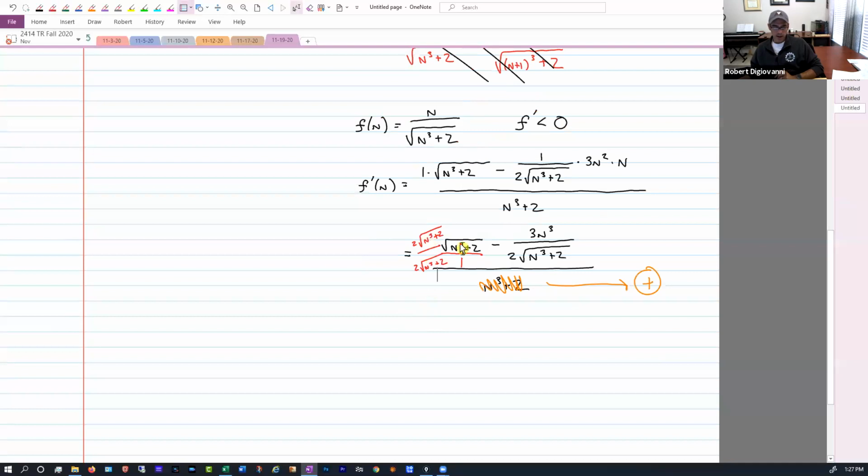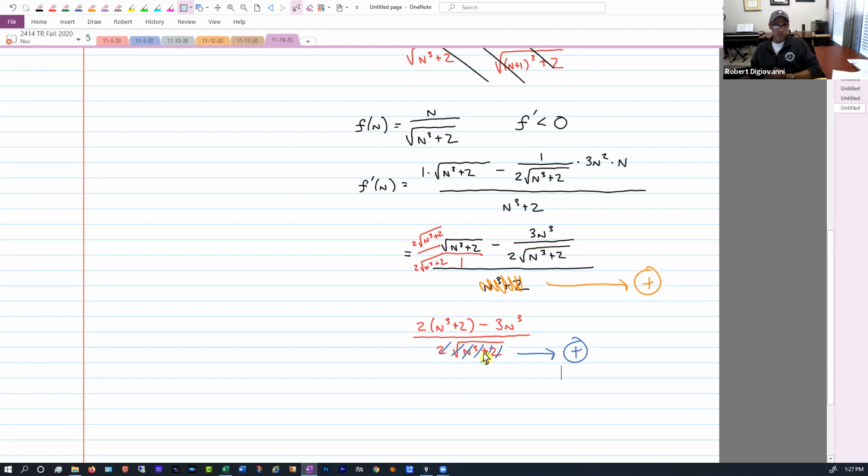And when I do that and I put these numerators together, I should get 2, and then the roots cancel out, so I get n cubed plus 2, then minus the other numerator, 3n cubed, and then all of that over the common denominator, which would be the 2 square root of n cubed plus 2. And remember, I'm not even going to look at this because I know it's positive. Any questions?